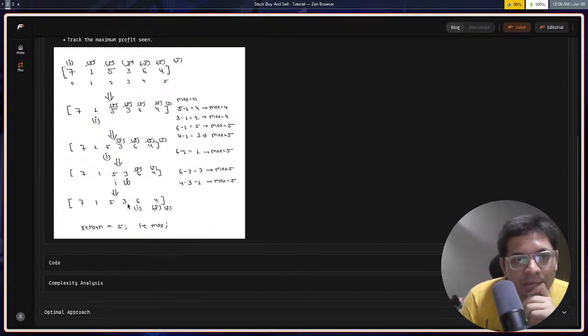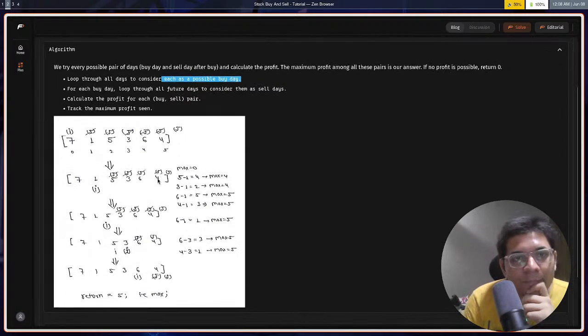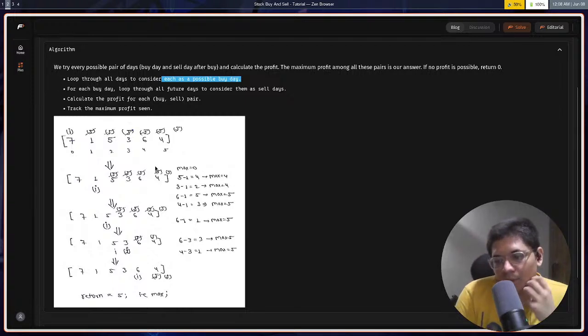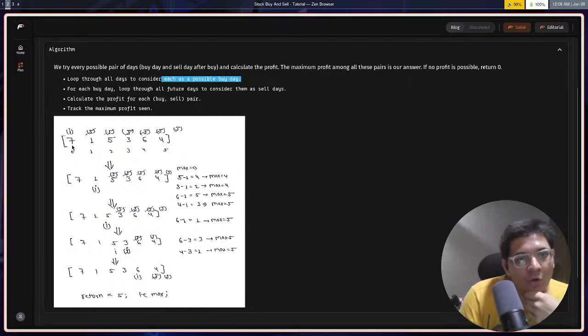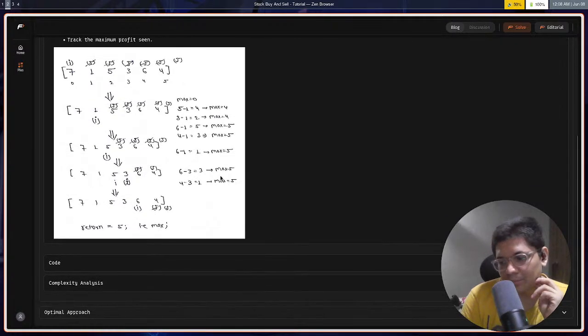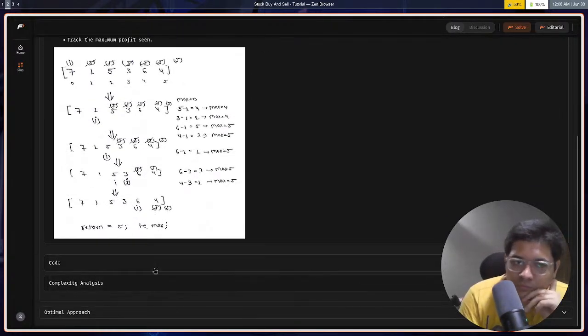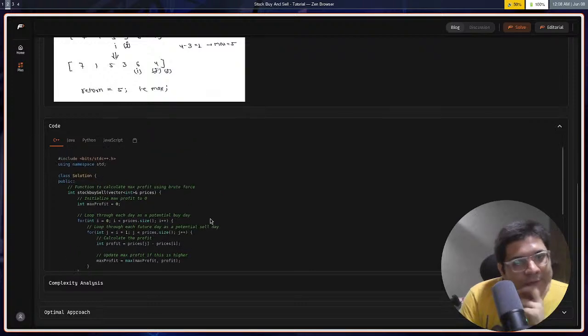7153. Okay. So what we are doing here is that we are considering all buy sell pairs, and we are trying to see the maximum. How can we do that? We can see where the profit is maximum. There's a code also. Let's try to go through it.